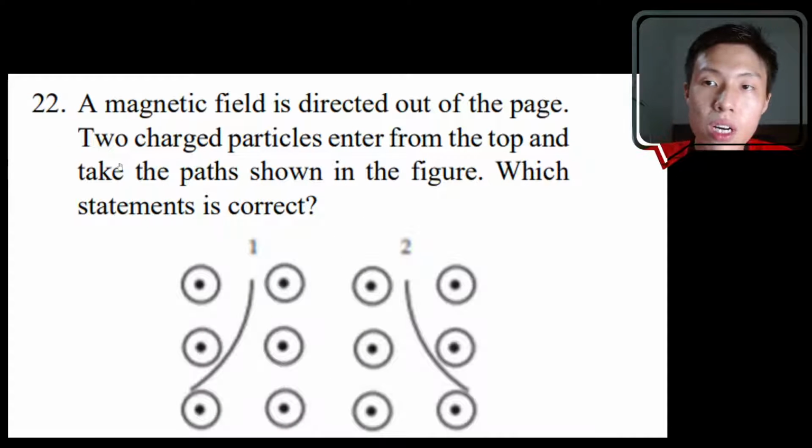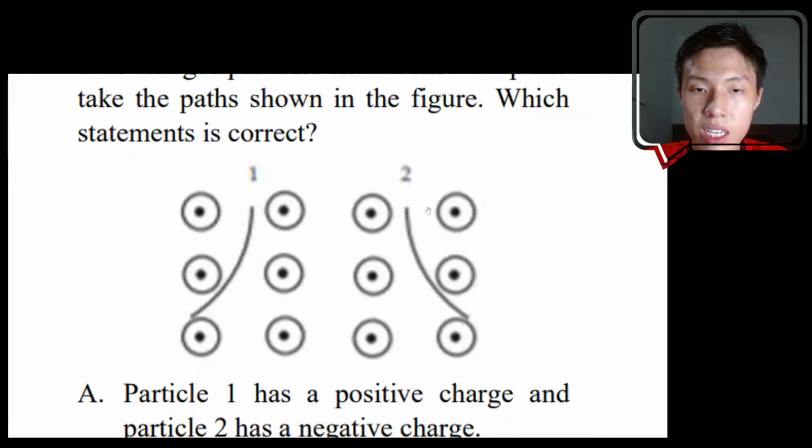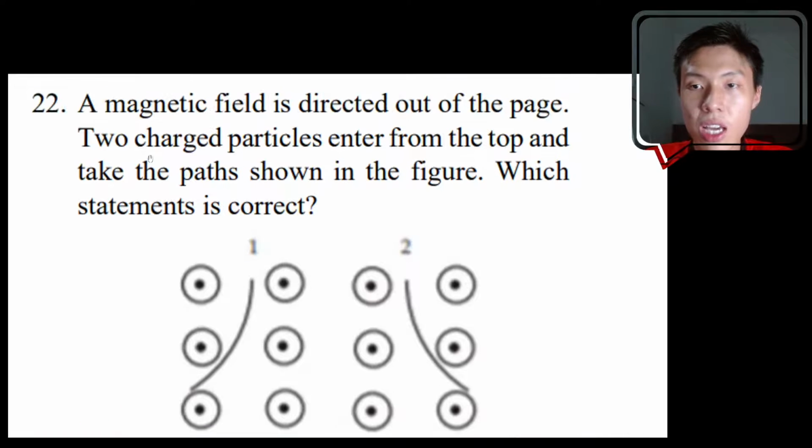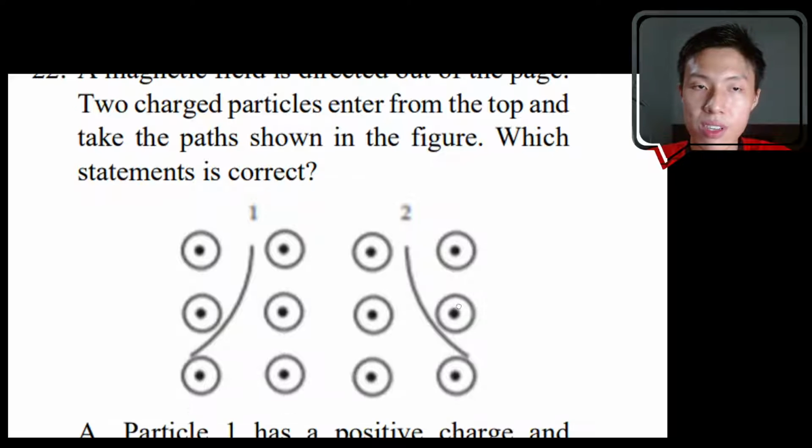Question 22. A magnetic field is directed out of the page. So you can see over here, these circles with dots are representing the magnetic field pointing out of the page. The two charged particles enter from the top and take the paths shown in the figure. Path 1 is one of the charged particles moving in from the top. Path 2 is another charged particle moving in from the top. And this is the path shown in the figure. So now they ask which of the statements is correct.